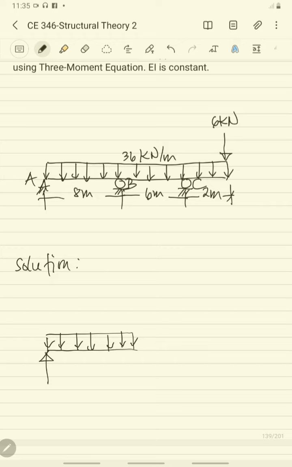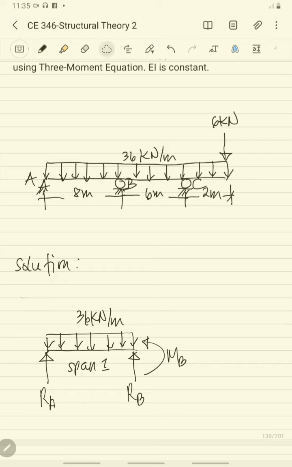So you have here the reaction A. This is our span 1. And this will be our reaction B. So we have here, we assume that that is the direction of our moment at B. And the load is 36 kilonewton per meter.